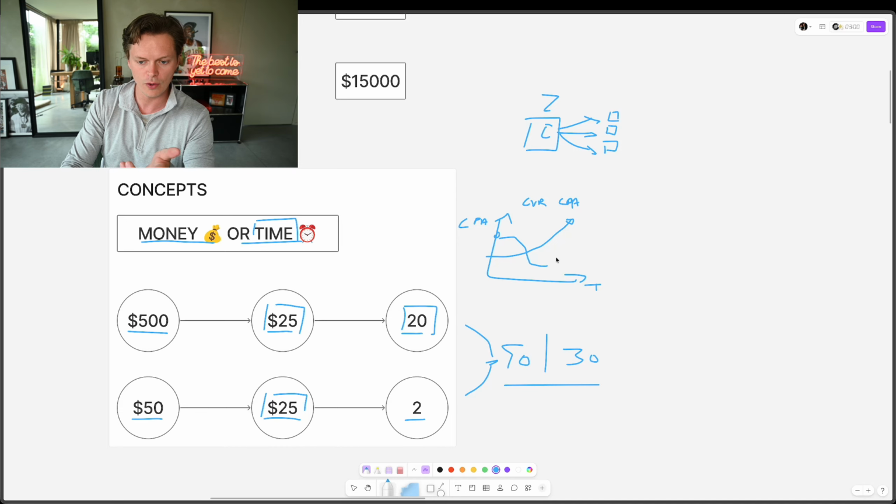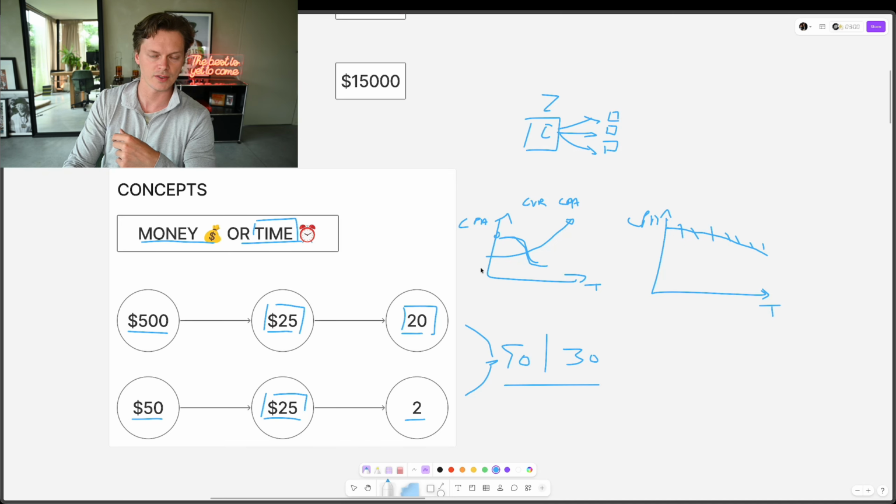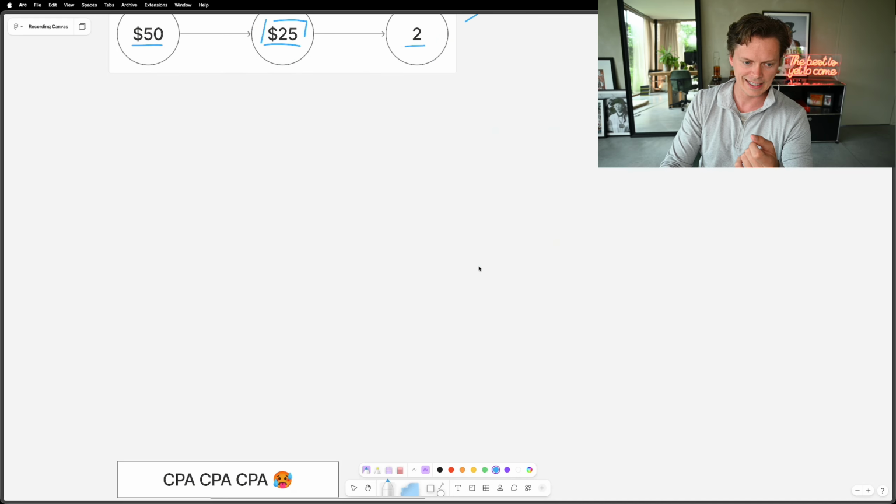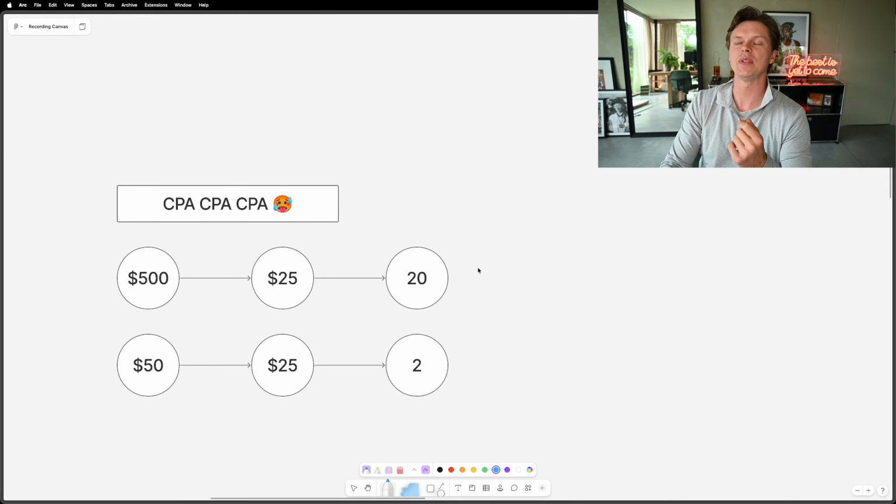Because time means money. If you have your time here, right, and you have your CPA here, you're going to need more time, you're just going to spend more for worse results instead of having this big drop off. So that's a concept that you need to understand yourself, and you also need to communicate to your clients as soon as possible.